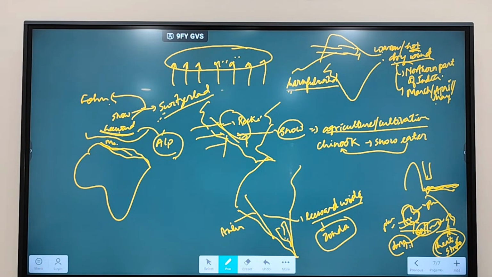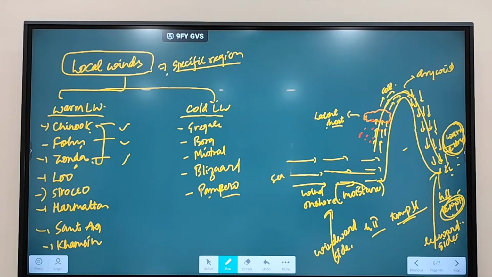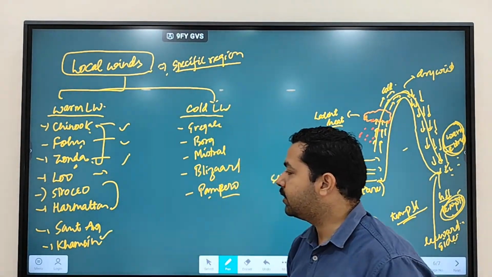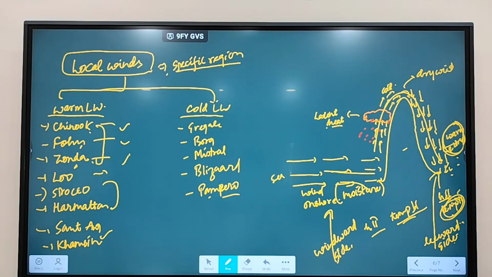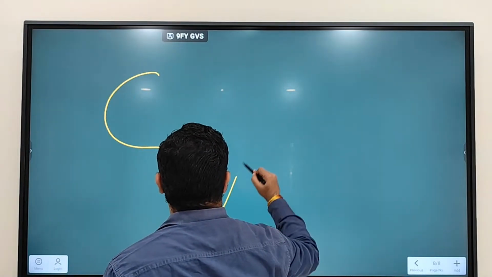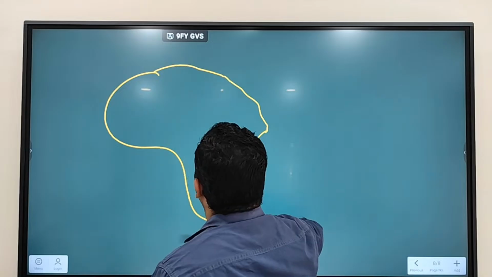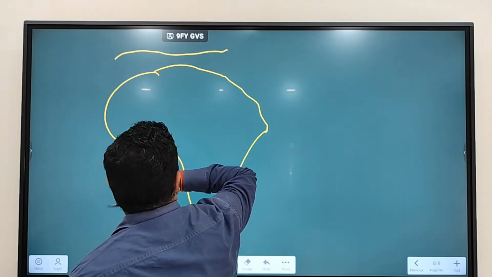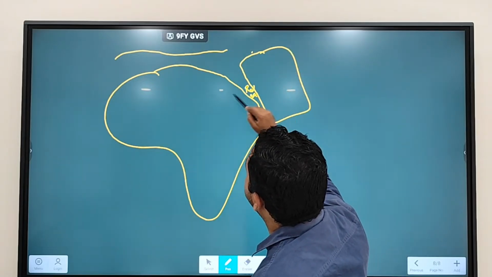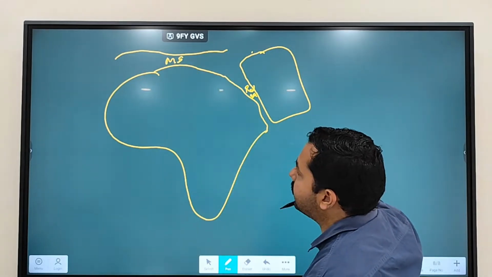Fine. Next winds that you are finding are Sirocco and Harmattan. Sirocco, Harmattan, and even Khamsin are all originating in the desert regions. So let's say this region. This is which region? Africa. Which sea is here? The Mediterranean Sea. Which desert is over here?